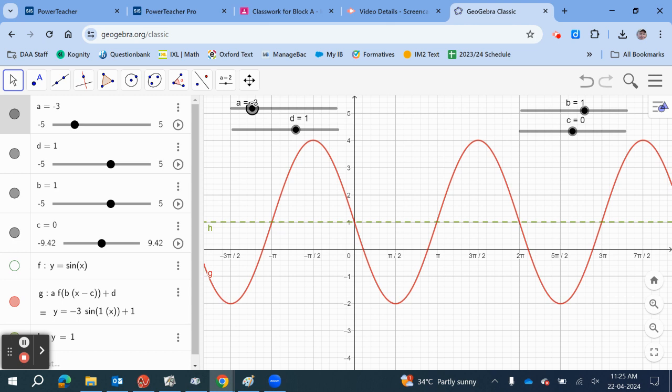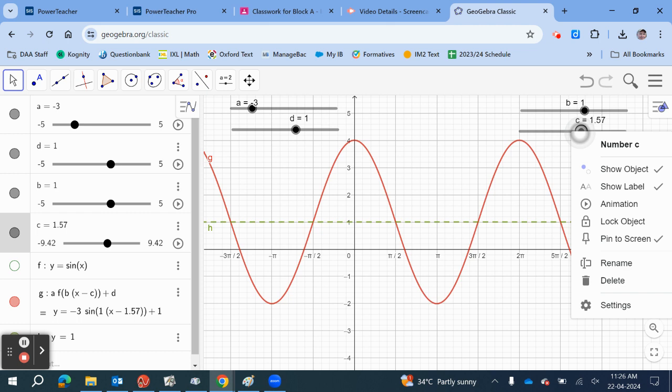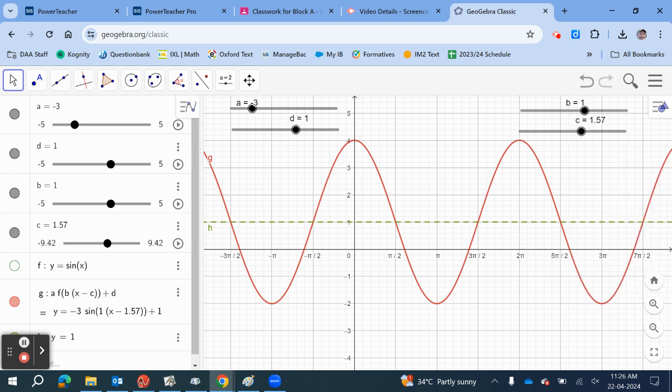The value of C, what would C do? Horizontal shift or horizontal translation. If C is positive, which way does it move? To the left. So watch this point here. If I make it positive, it's going to move to the left. This is pi over 2. Notice it's moved pi over 2 to the left. What makes this one tricky?